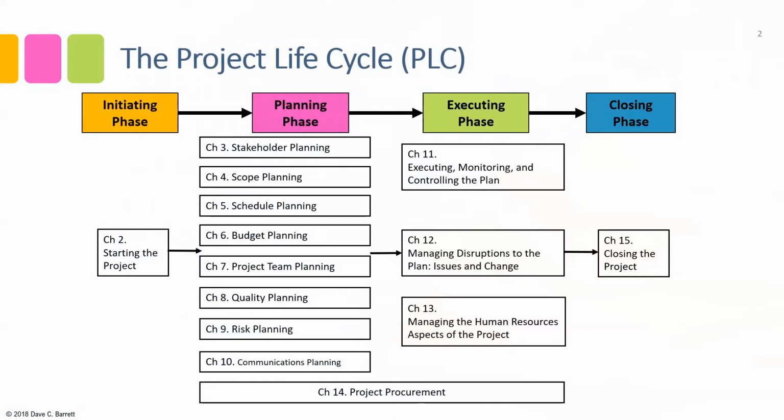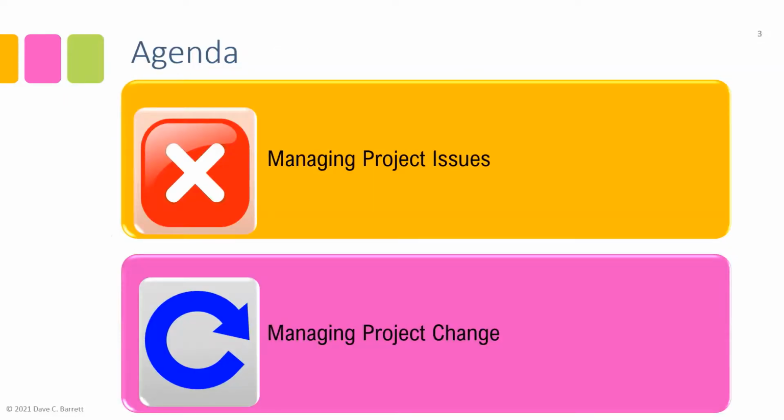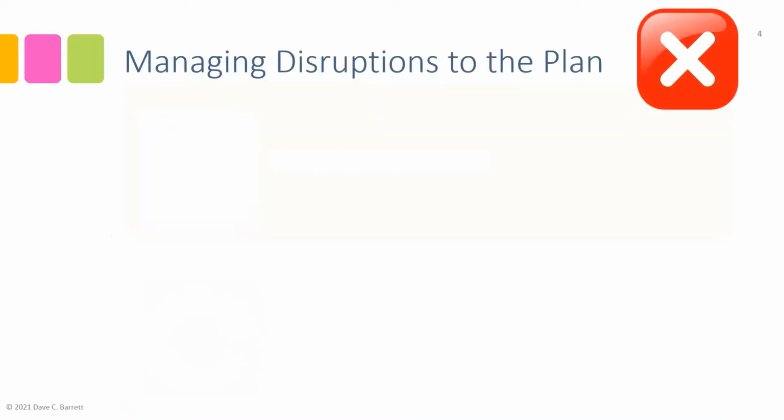So we are in the executing phase, and we're now going to look at things that happen during a project, primarily within the executing phase, which are things referred to as issues and change, disruptions to that which we previously planned. Our agenda are these two areas: managing project issues and managing project change.